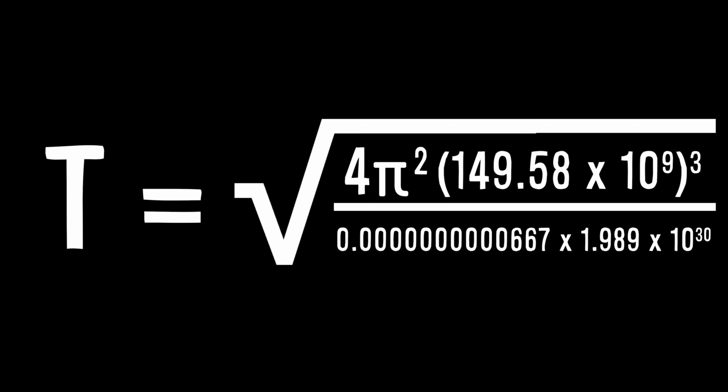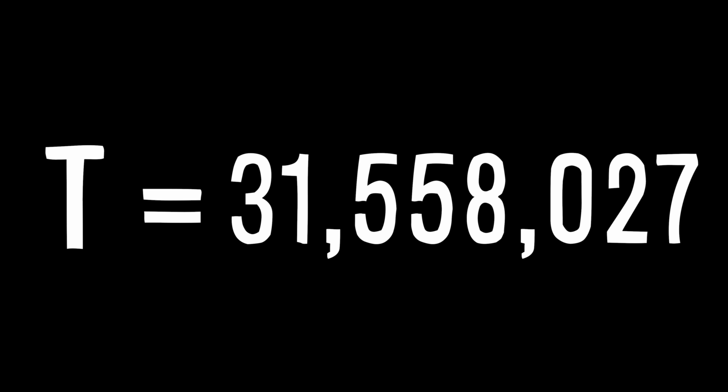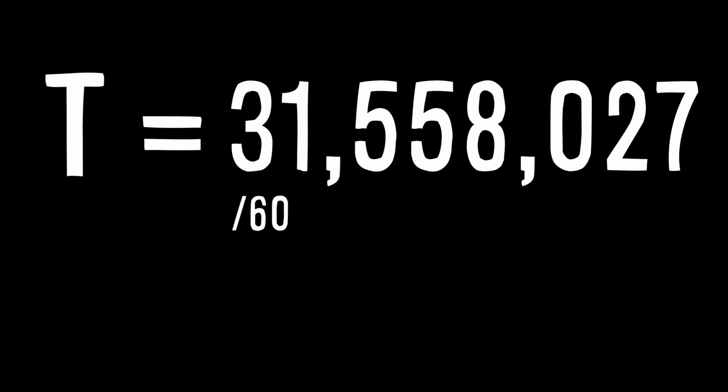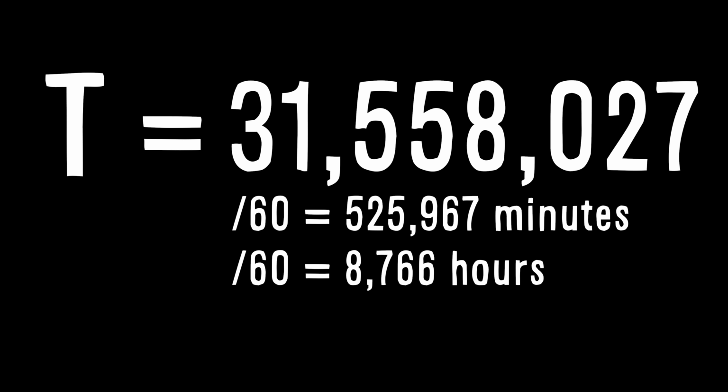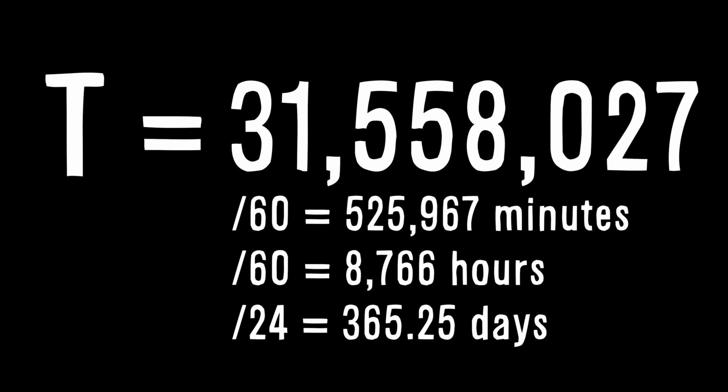We now have a value of t, which is equal to, in seconds, 31,558,027, which, dividing by 60, is approximately 525,967 minutes. Dividing by 60 again is approximately 8,766 hours. Dividing it by 24 is approximately 365.25 days. Leap years, of course, make up for that extra 0.25.